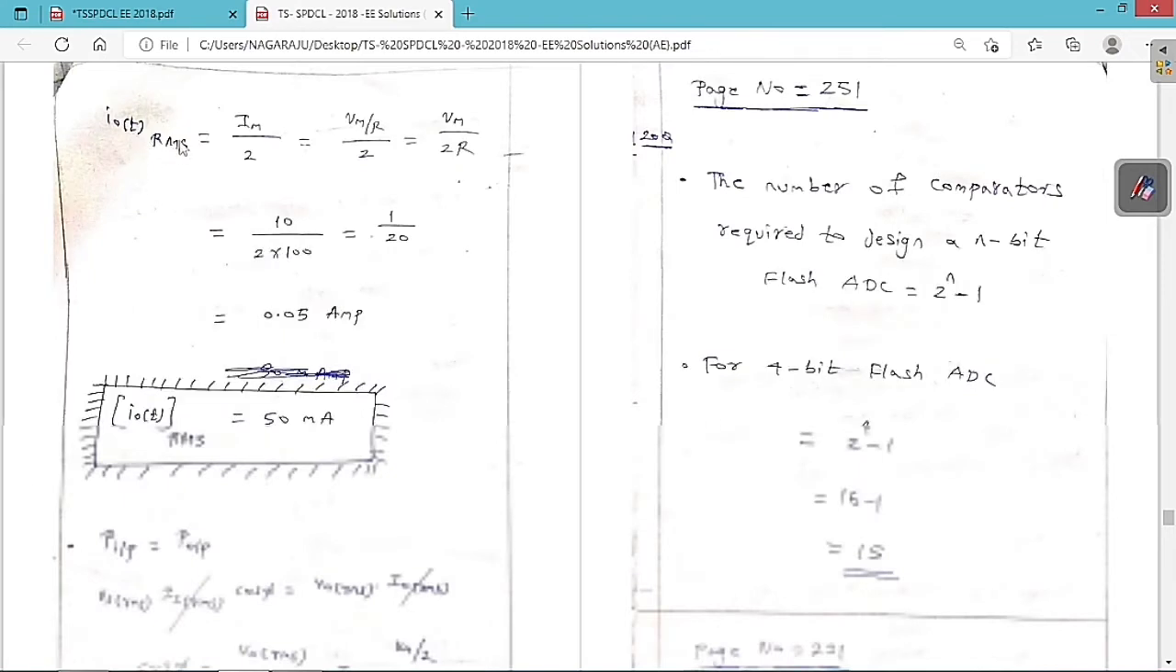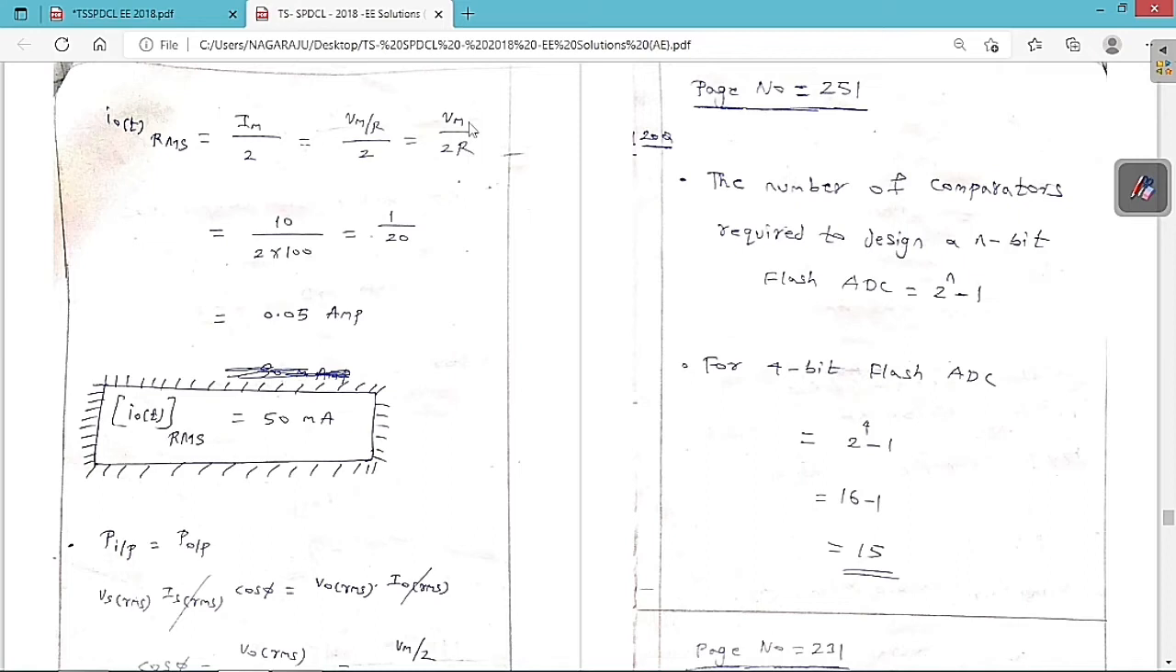The output current is basically a half wave rectifier signal, whose RMS value is peak value by 2. For a half wave signal, the RMS value is equal to peak value by 2, which is Im by 2. Im is equal to Vm by R. So Vm by R by 2 is nothing but Vm by 2R.